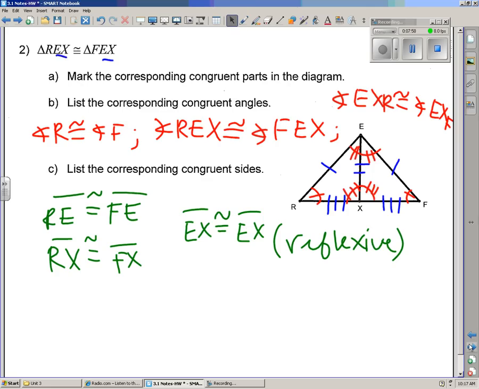Okay, so in terms of congruent polygons, corresponding sides have to be congruent, corresponding angles have to be congruent, and I can't say this enough, the letters have to match up. That's it.